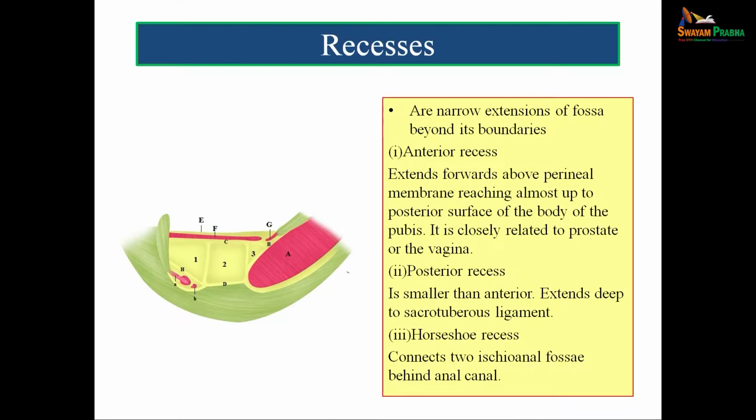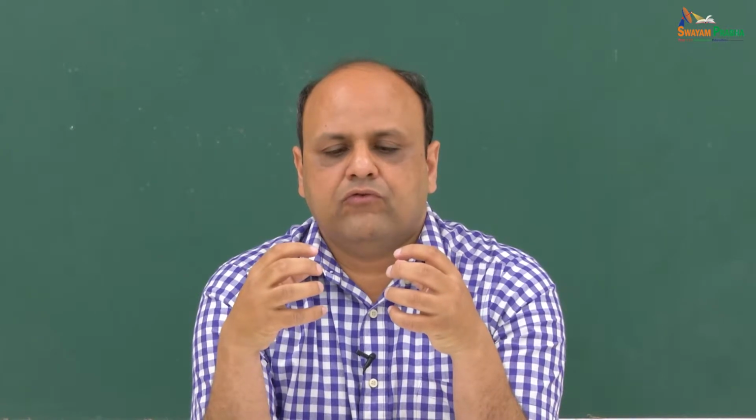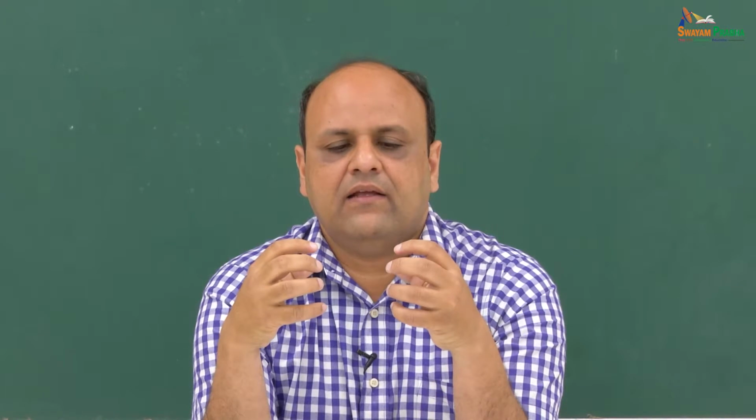Then there is a smaller recess which is marked by 3 in the figure. That 3 in the figure is the posterior recess of the ischioanal fossa. As you can make out in the figure also, it is smaller than the anterior recess and it extends deep to the sacrotuberous ligament. So, there are 2 important recesses, anterior recess and posterior recess. If you have the ischiorectal fossa on each side and the gap between my 2 hands is the anal region, then anterior recess is there and posterior recess is there.